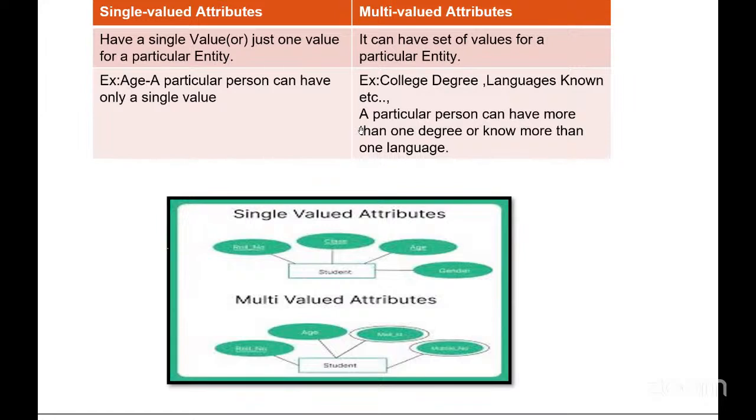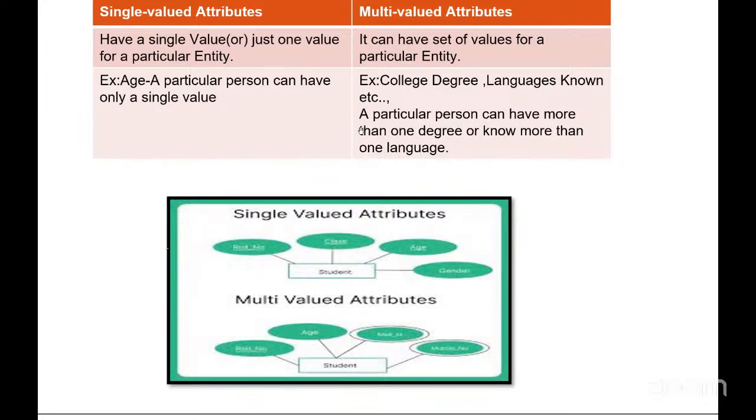So what is a single valued attribute? It will have only a single value for a particular entity. For example, age. Next, coming to multi-valued attributes. Here a single particular entity will have multiple values. For example, a person will have languages known, like 2 or 3. Yes or no? Telugu, Hindi, English. 3 languages, 4 languages.